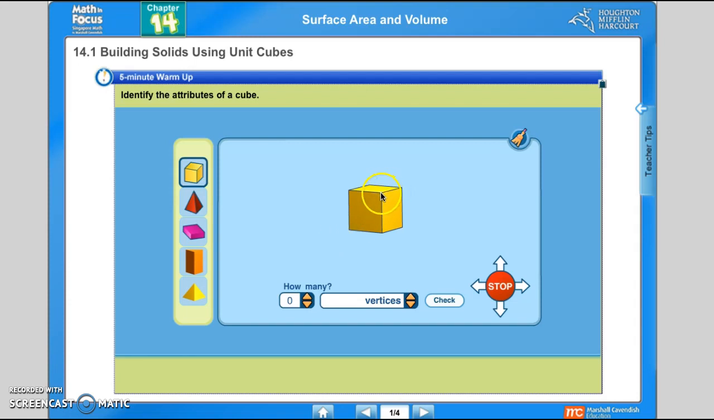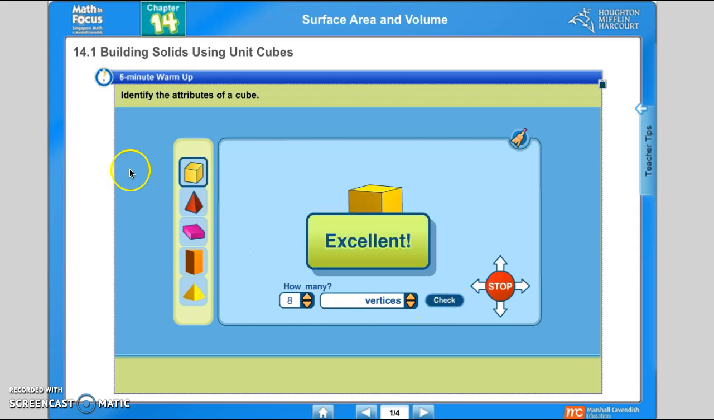Okay, so in this cube, how many vertices do we see? Well, there's one here, that's one, two, three, four. So there's four vertices on the top of the cube, and then if we could see through it, there'd be one, two, three, four on the bottom. So altogether, there should be 8 vertices. Let's check our answer. We did it!